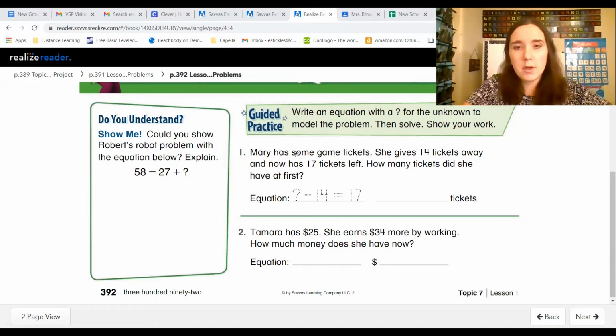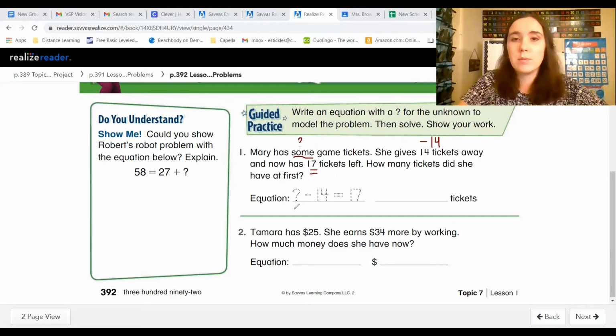So it says Mary has some game tickets. That is an unknown number. She gives 14 tickets away and now has 17 tickets left. So this tells me if she's giving it away, that would be subtracting 14. And then she now has 17 tickets, which would be the total because that's what she's left with. So I'm just drawing these little symbols next to the words in my sentences here to help me form a picture in my head of what I'm going to say for my equation. How many tickets did she have at first? So that's what they want us to solve for.